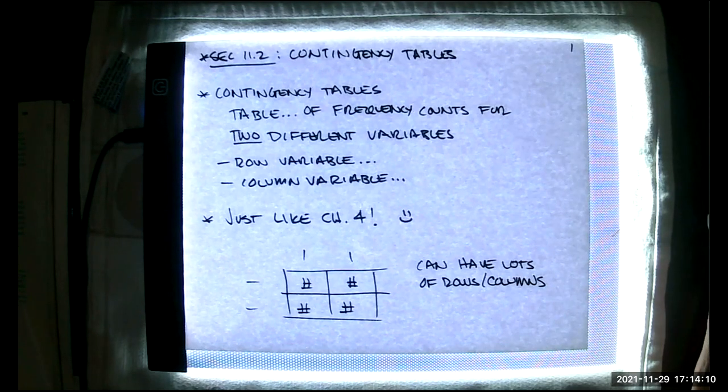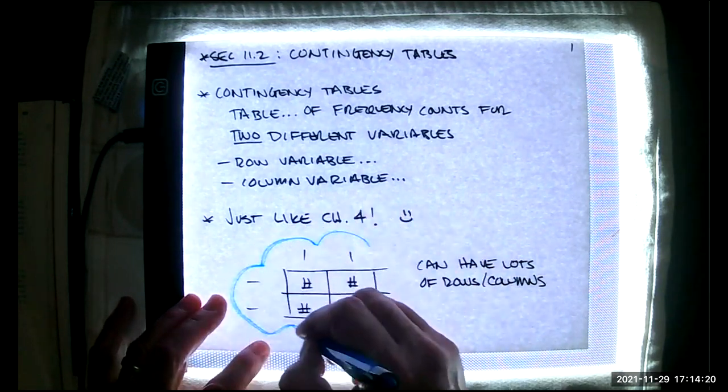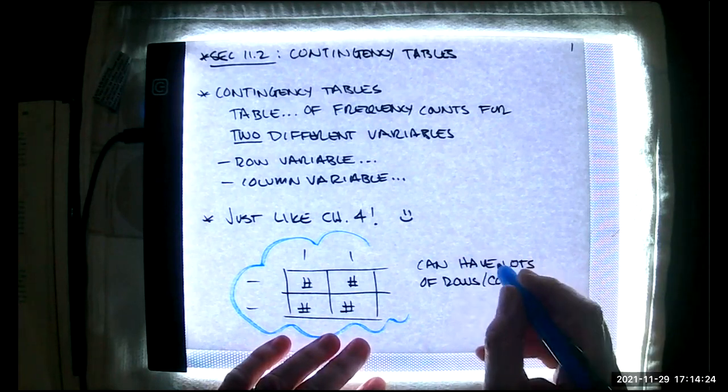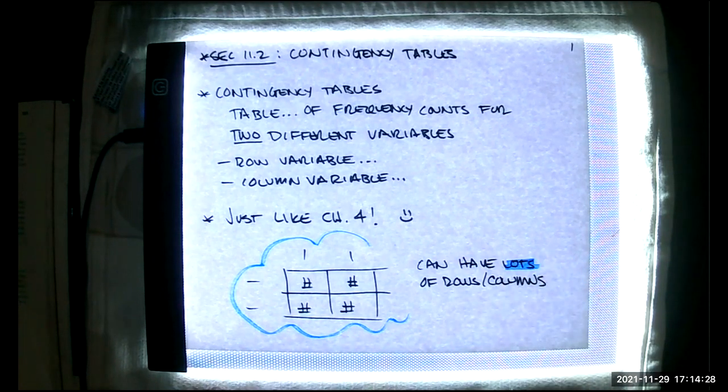This looks just like the stuff in chapter 4, specifically 4.2. You'll remember material that looks somewhat like this. We had rows, we had columns. Usually we had to add them up and find a probability. You can have lots of rows and lots of columns. There's really no limit on the size here.